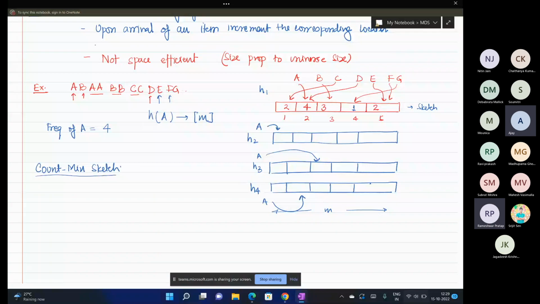And this algorithm, count min sketch, was proposed by Graham Cormode and Muthu Muthukrishnan. It appeared in 2005. And this is again a very simple and elegant algorithm for a very fundamental problem. It is also used quite a lot in practice. And the idea is essentially what we have discussed so far.